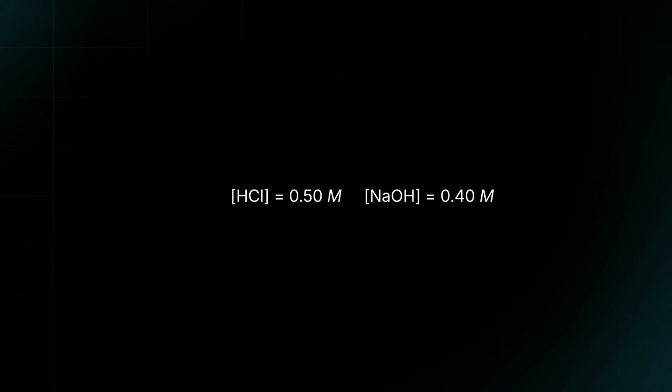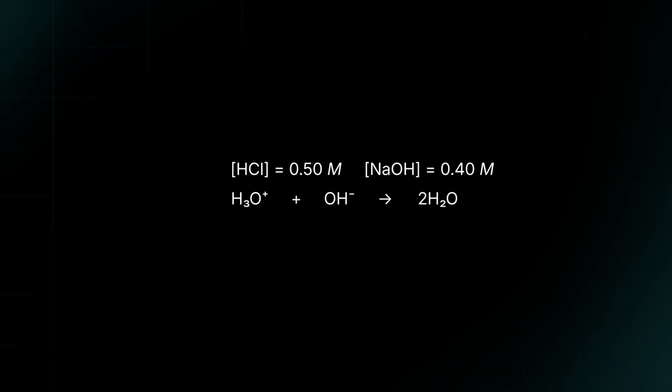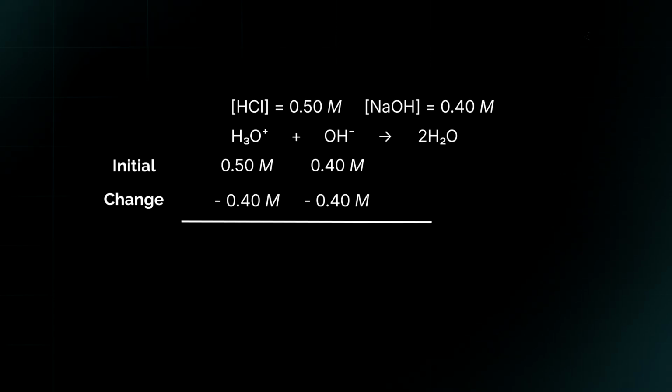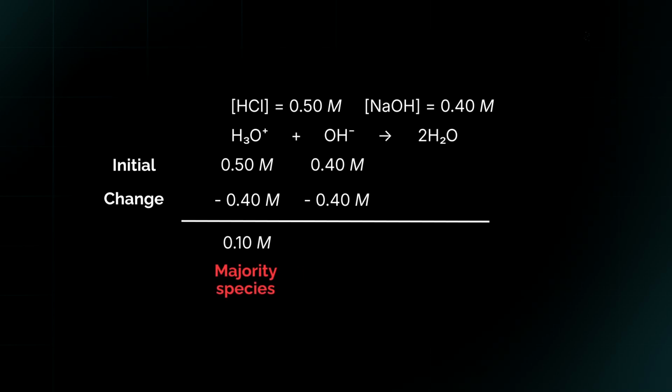Let's say we have initial concentrations of 0.5 molar HCl and 0.4 molar NaOH. Our acid has the larger army of hydronium with H3O+ equals 0.5 molar compared to the base's hydroxide ion concentration of OH- equals 0.4 molar. Each hydroxide ion is destroyed by a hydronium ion for a change in concentration of 0.4 molar for each combatant. Once the battle is over, our only remaining majority species is hydronium ion with a concentration of 0.1 molar.